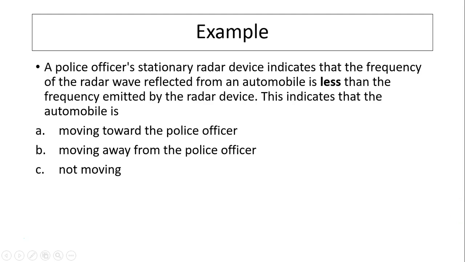Let's do a couple of examples. A police officer's stationary radar device indicates that the frequency of the radar wave reflected from an automobile is less than the frequency emitted by the radar device. If it's less, that means the observer and the source are moving away from each other. So the car is moving away from the police officer.